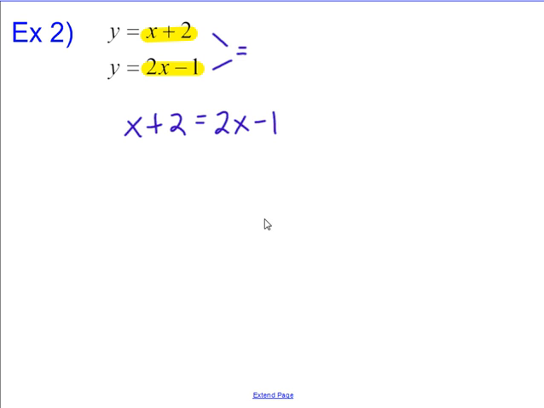Now, we've practiced solving these before. These are variables on both sides. We have a single x and a 2x, so we're going to keep the 2x and get rid of the single x. So we're going to subtract x from both sides.